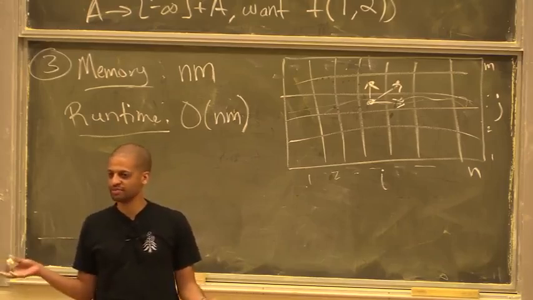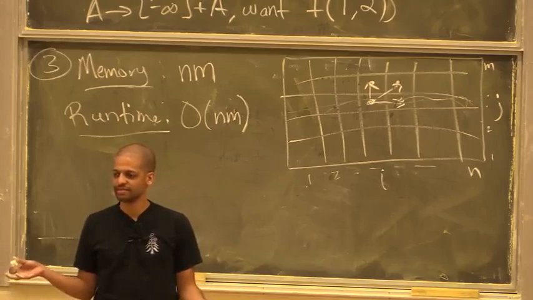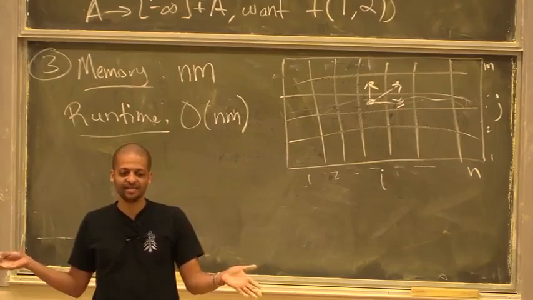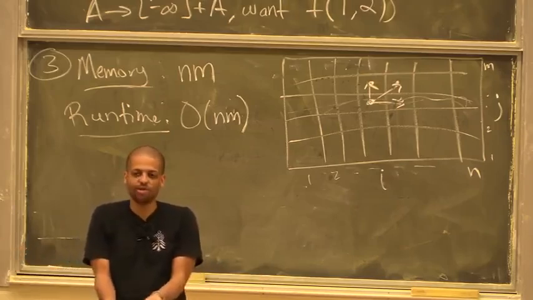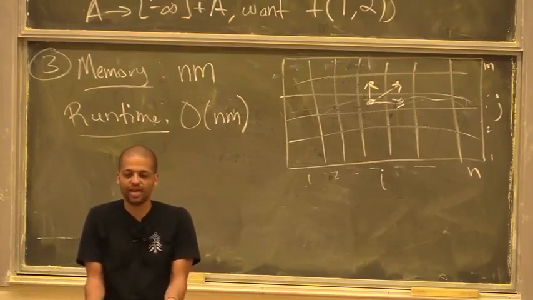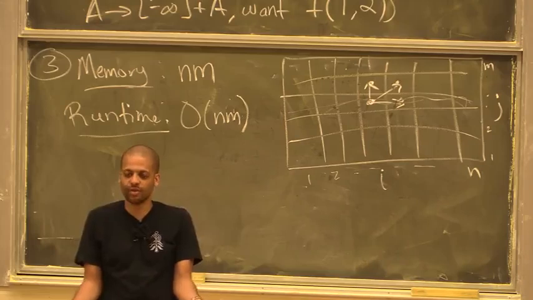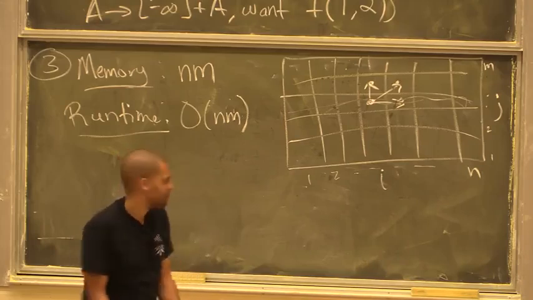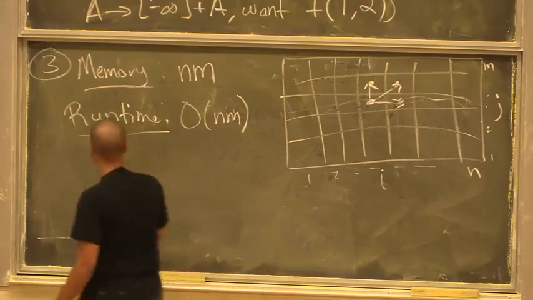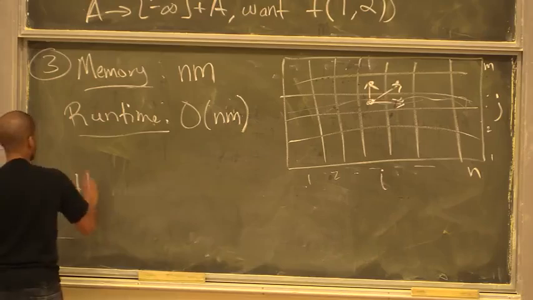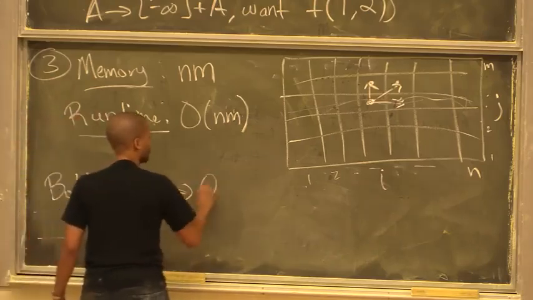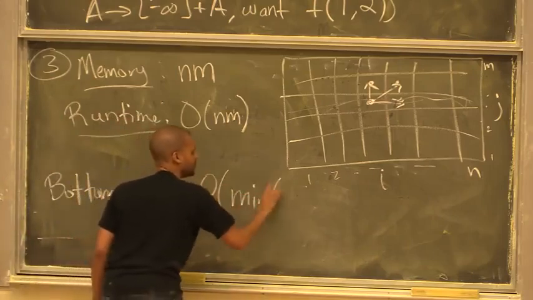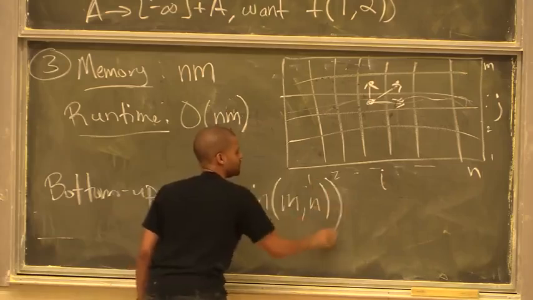Which one should you do? Whichever's less, right? The min of m and n. So you have the input, you have s and t, you know what m and n are. So if m is smaller, you'll choose to go row by row. If n is smaller, you'll choose to go column by column. So with bottom-up DP, you can get O of min of m and n memory.